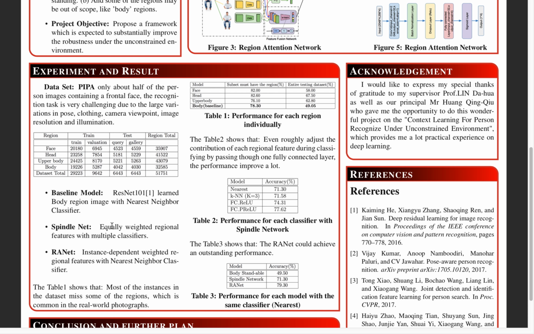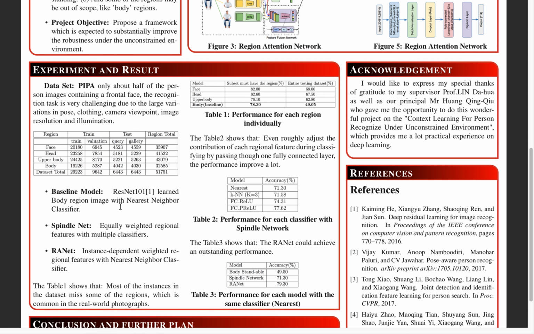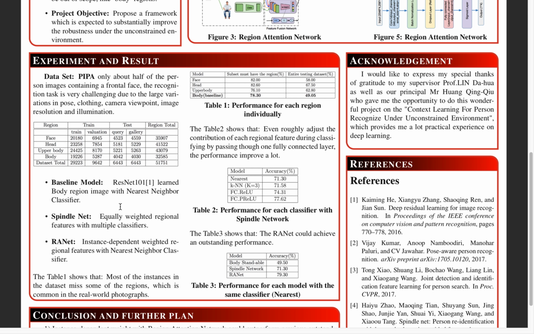And here is the experiment. We use an existing dataset to train our framework, which is People in Photo Albums, or PIPA for short. In this image set, only about half of the person images contain a clear face. The recognition task is very challenging due to the large variance in pose, clothing, camera viewpoint, image resolution, and illumination. The dataset totally contains 52,000 instances belonging to 2,400 identities, and the training subset contains about 39,000 instances, and the test subset contains 13,000 instances respectively.